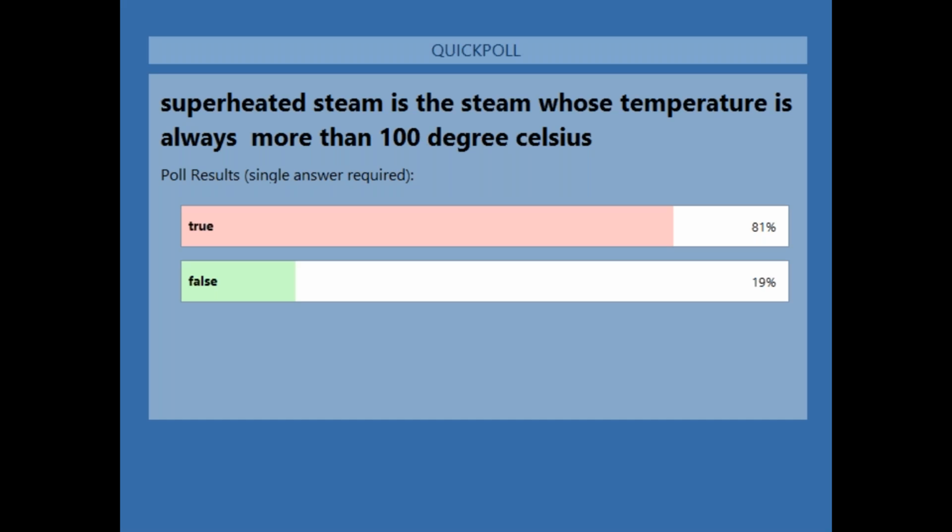Superheated steam means the steam whose temperature is greater than the saturation temperature, and saturation temperature can be anything depending upon the pressure. So it is not that the steam is at 105 and you call it superheated steam. It's not that way. It depends upon what the saturation temperature is. Okay, is this clear, Gargi? Depending upon the saturation temperature.